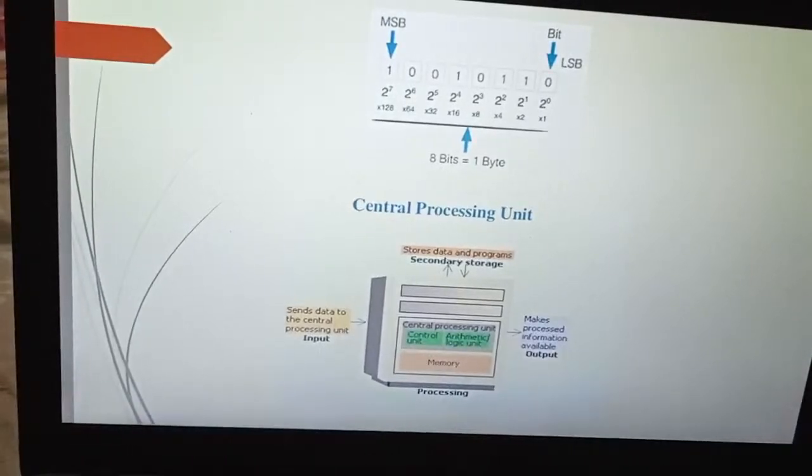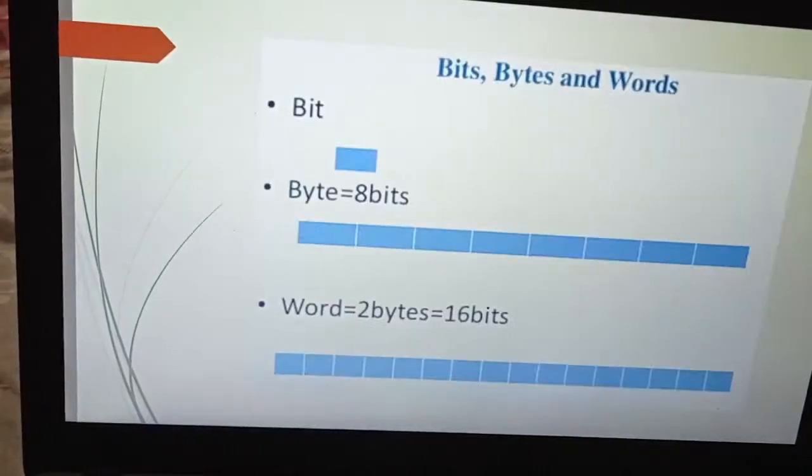A word of 16 bits is the same as here, with 8 bits each. A word is a group of 16 bits. In a word, the bits are numbered from 0 to 15. So this is bit and byte, and a word is 16 bits, that is 2 bytes.